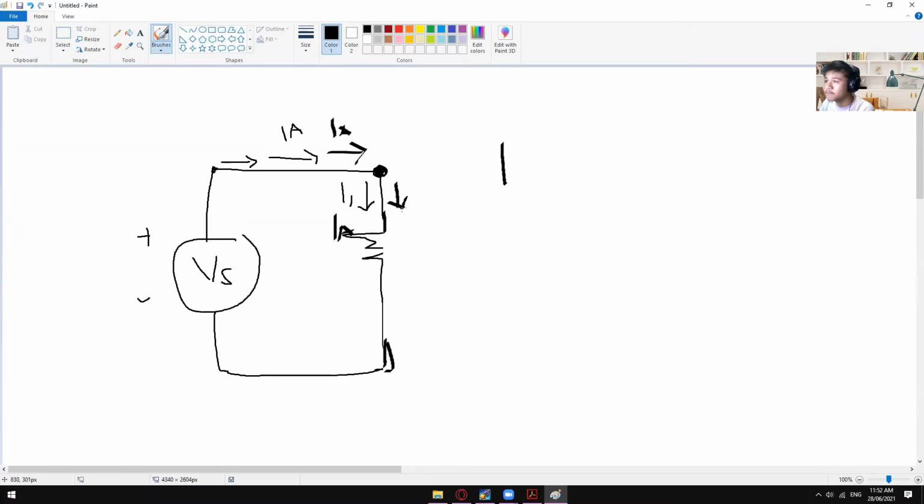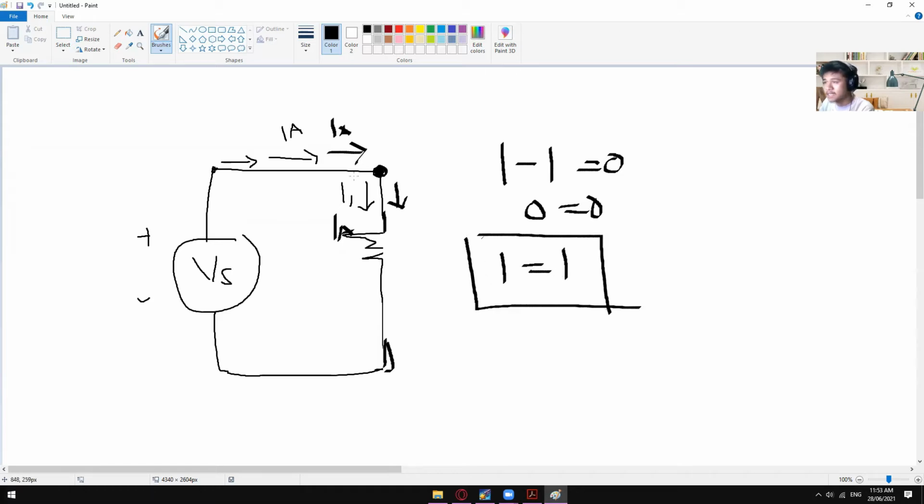Then we have a current that is leaving this one, so this is now minus 1, or 1 amp, and then equate that to 0. So 1 minus 1 is equal to 0, so 0 is equal to 0. Or if you want, you can transpose this to the other side, so 1 is equal to 1. Okay, so that's basically the rule of the KCL.